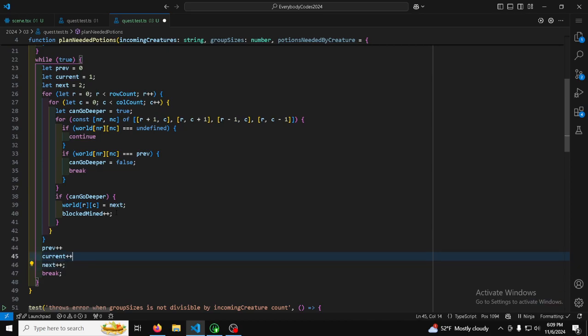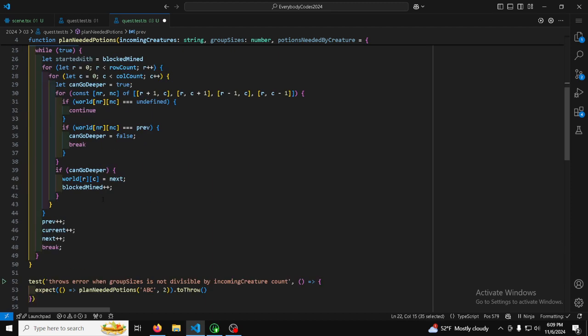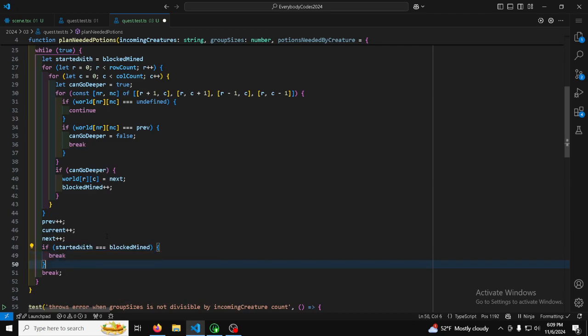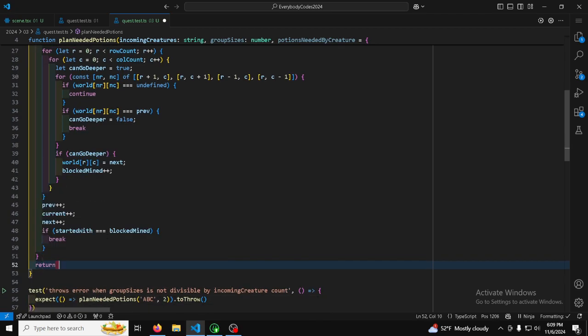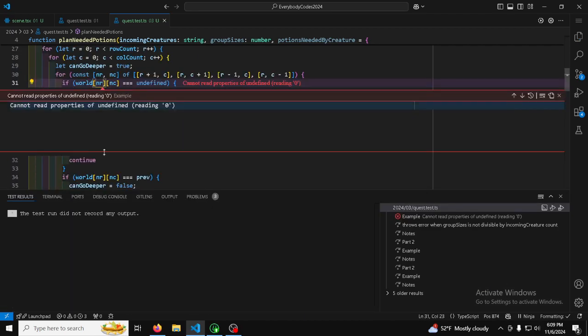So these are all derivative, they don't need to be like this. And let's start with equals blockedMine. These three do not want to be in the loop, be out here. Let's see. If started with equals blockedMine, break, you did nothing, you failed. Well, you reached the bottom, technically. Okay, let's do that. Don't kill my computer.